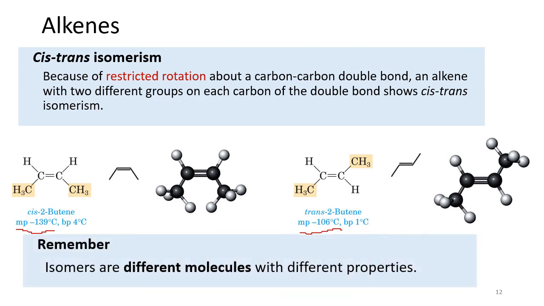That's the key point here, though. Remember that isomers are different molecules with different properties. They differ from conformations. Conformations is when you have rotations around single bonds. You can't rotate around double bonds.